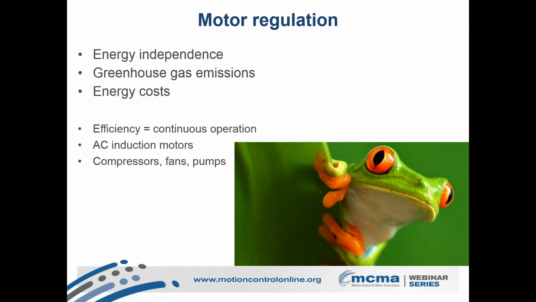Efficiency, you're going to define that as continuous operation. Again, that's where it applies to AC induction motors. The regulations that we're going to be talking about are primarily going after continuous duty cycle AC induction motors that are used in compressors, fans, and pumps. And remember those scary numbers we were looking at. A lot of that is pumps that are just running all the time, or running when they're not supposed to be, or running and doing the job they're supposed to do. But if you get even a few percent increase in efficiency, you're going to get some savings in there.